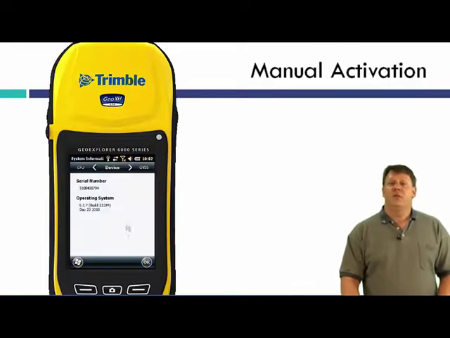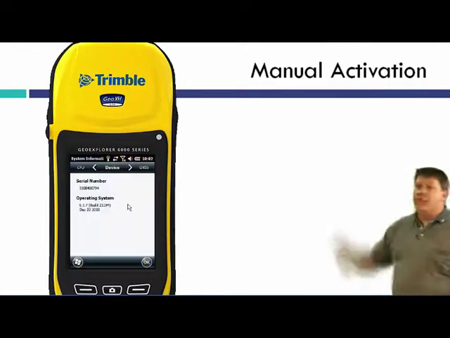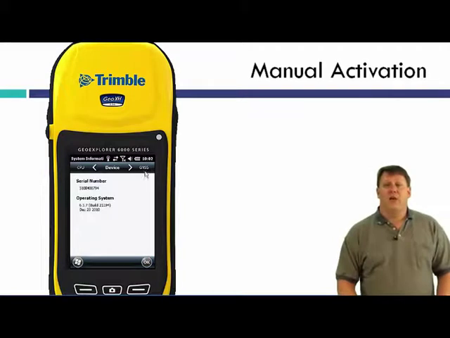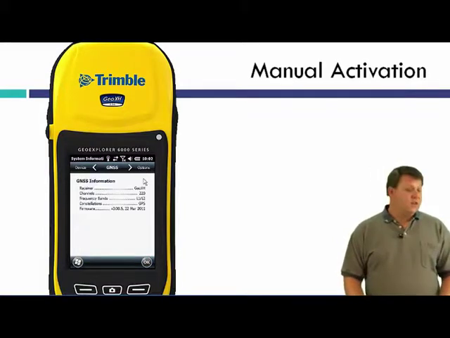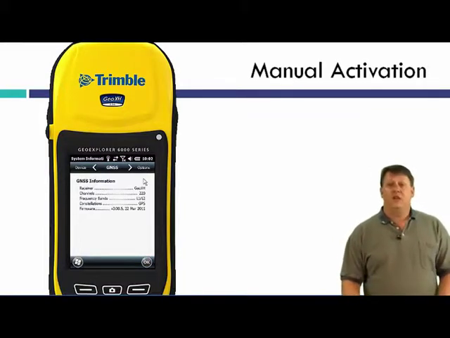Tap on System Information. Up here at the top, we've got GNSS. Let's tap on that. We've tapped on GNSS. We've got a GeoXH receiver. And now let's tap on Options.